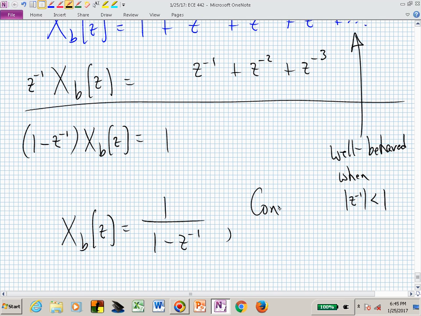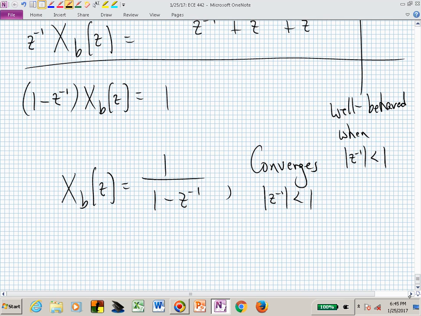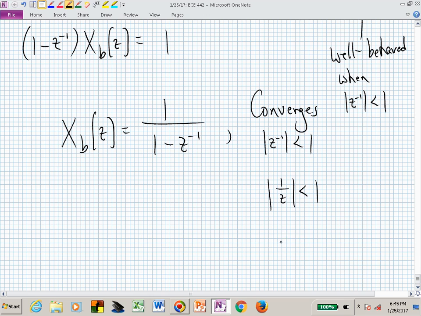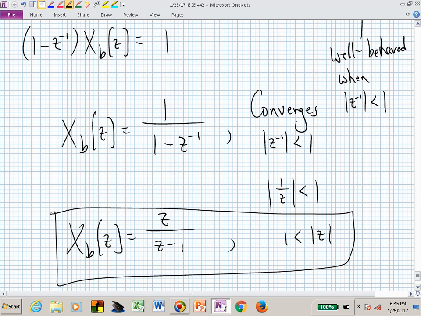It converges when z to the minus 1 is less than 1, but we can clean that up a little bit. That's 1 over z less than 1, or that's the magnitude of z bigger than 1. And we can also get rid of that negative exponent by scaling, or hitting that whole thing by 1, where 1 is z over z. Where we now can say that the z transform of our unit step is z over z minus 1 when the magnitude of z is bigger than 1.